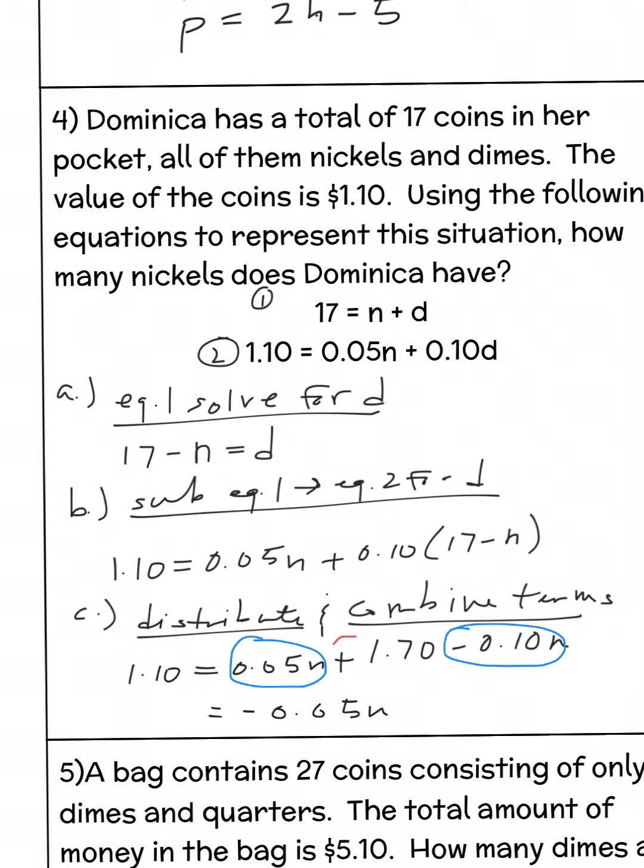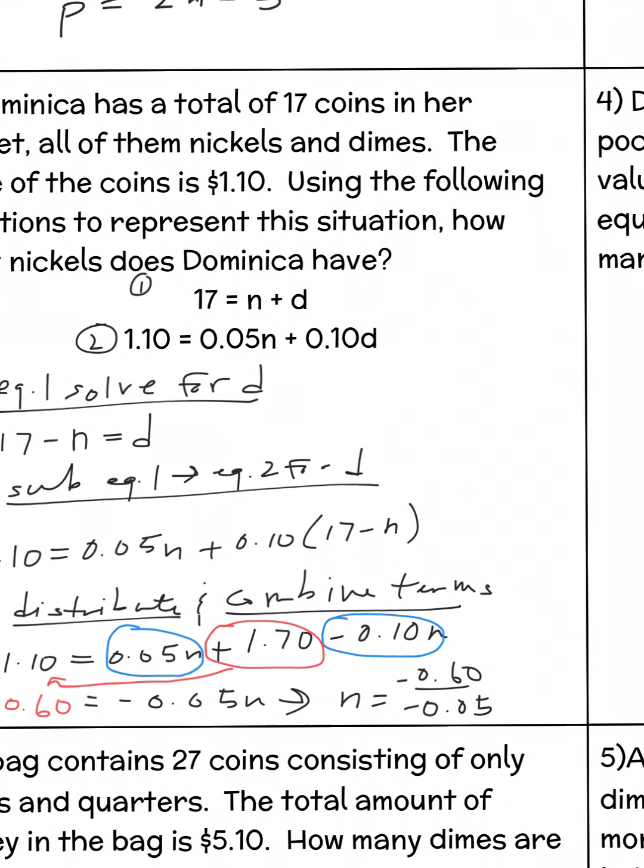And then this plus $1.70 is going to go over here and be subtracted from $1.10. So $1.10 minus $1.70 gives me negative 0.60. So if I solve for this, n is going to equal negative 0.60 divided by negative 0.05. So what does that give me? It gives me 12. There are 12 nickels that Dominica has.